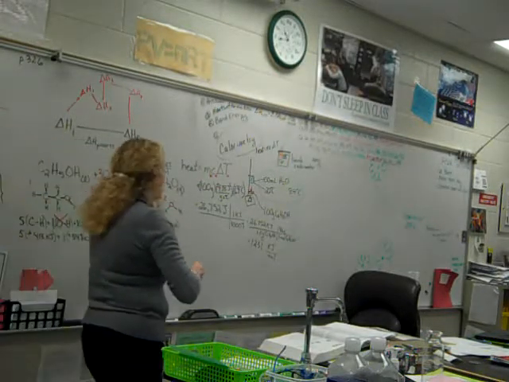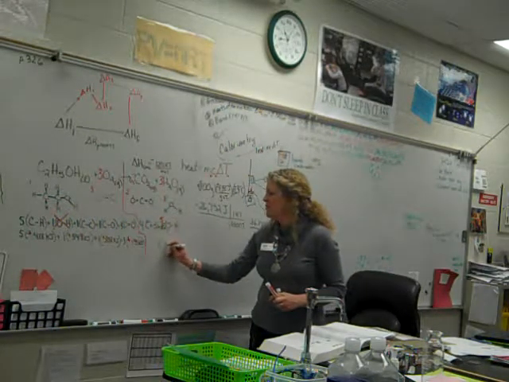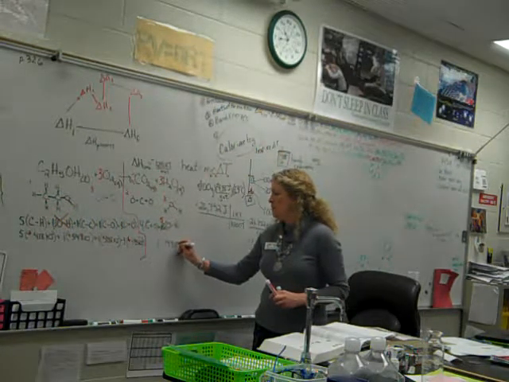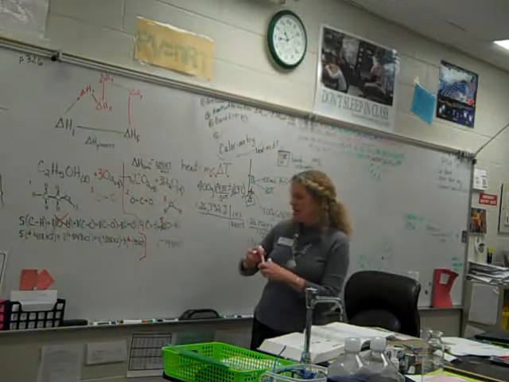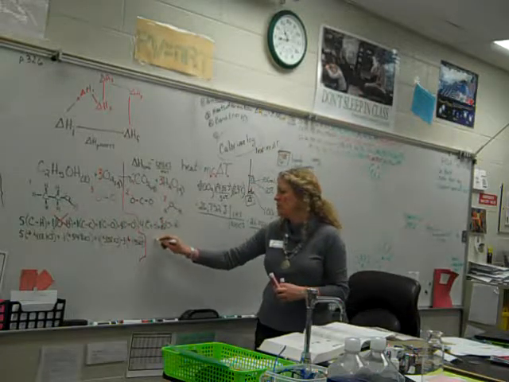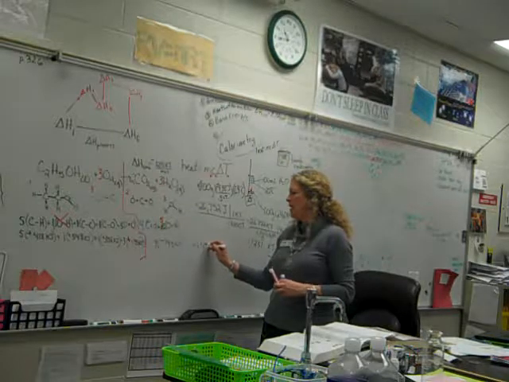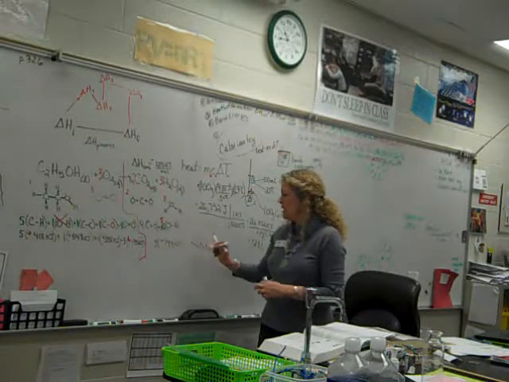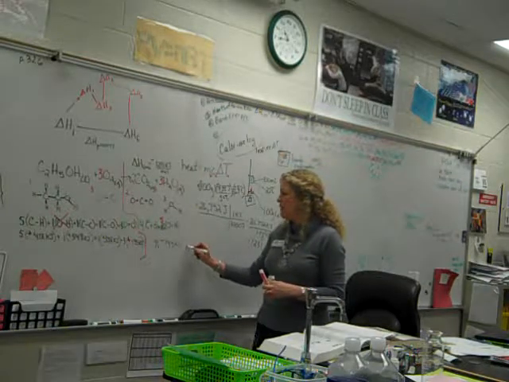What's a C double bond O? Okay, and am I going to give this a plus or a negative? Negative. Very good. If it's made, that energy is released. And I have 4 of them. And then how about my OH? 463. Negative. And again, a negative. And we have 5 of those.